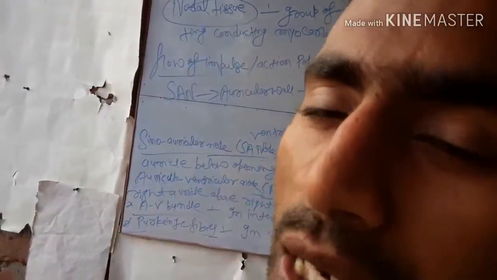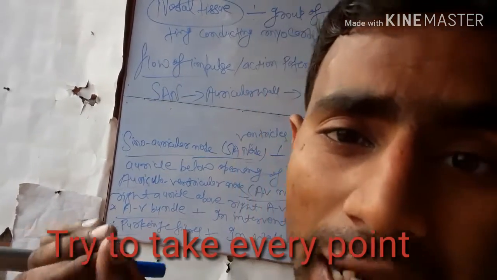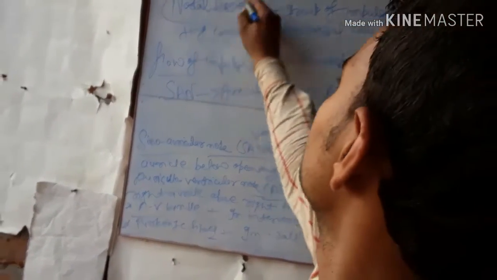Let's start. Today, first of all, we will learn what nodal tissue is. After that, we will learn the flow of impulse, how the impulse flow will happen. So first of all, what is nodal tissue?